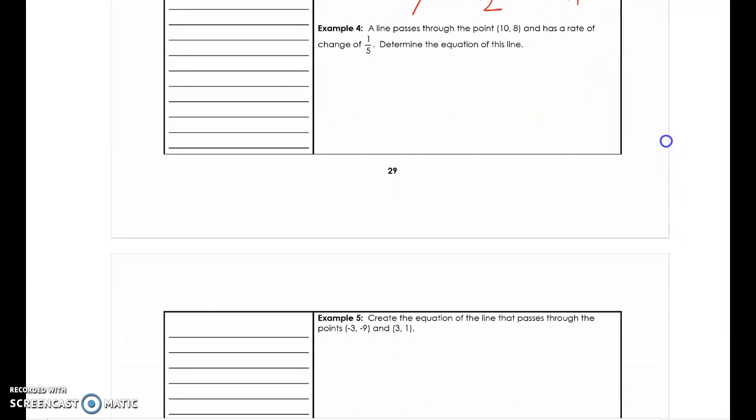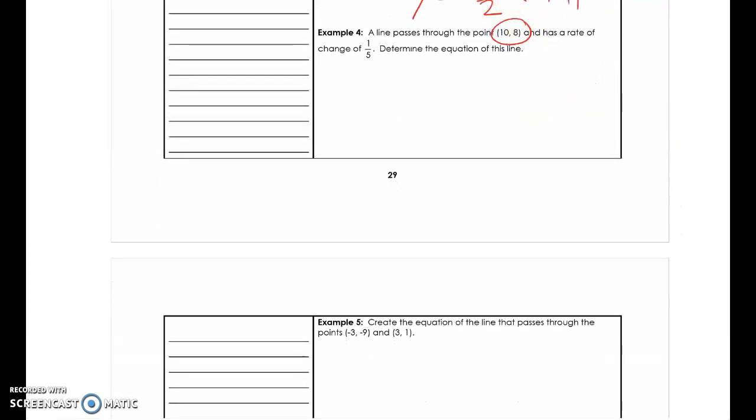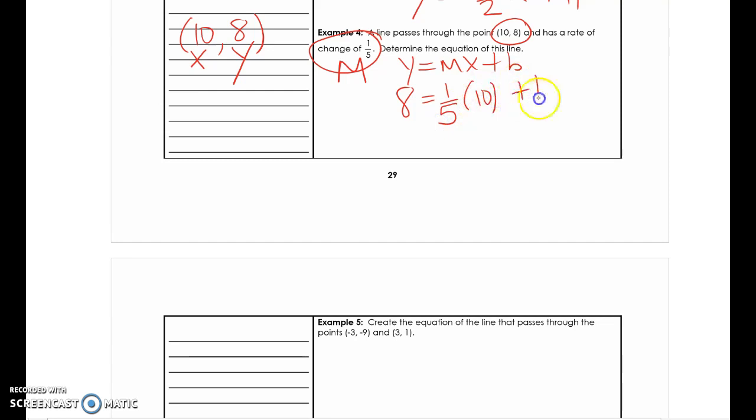But looking at example 4, I am not giving you the y-intercept. I am simply giving you a point on the line. I am giving you the slope. So 10, 8 represents a point on the line. To find b, we're going to substitute 10 for x, 8 for y, and 1/5 for m in the equation y equals mx plus b. When we do that, the only thing that will be missing is the b. So now we have an equation with one unknown value. We can solve for b.